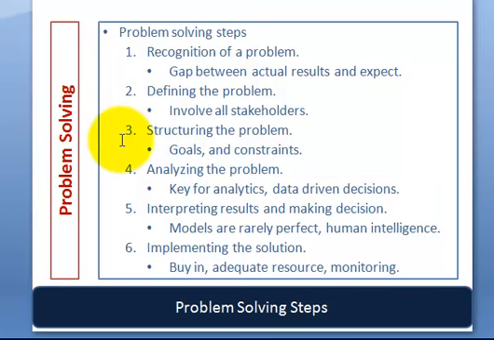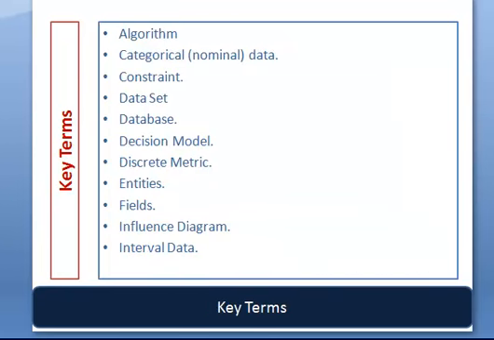Then you structure the problem with goals and constraints. This is where business analytics comes in primarily. Then you analyze the problem, right? How do we take the data and drive decisions based on the goals and the constraints? Then we interpret the results for making the decisions. We use some human intelligence. We might say the model tells us this, but maybe we don't want to do exactly that. We might want to tweak it a little bit. And then, of course, you implement the solution. So that's kind of the standard problem-solving set that most businesses are going to go through.